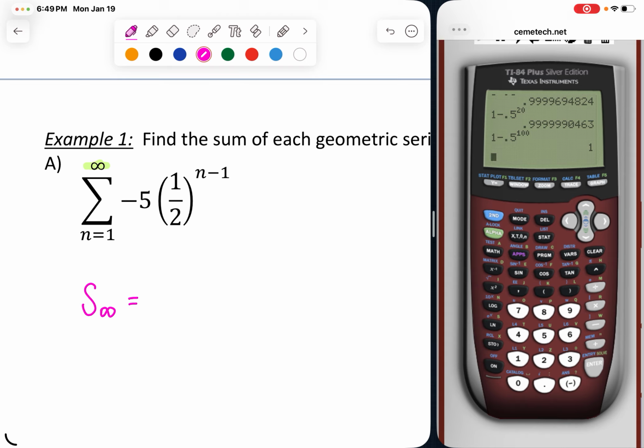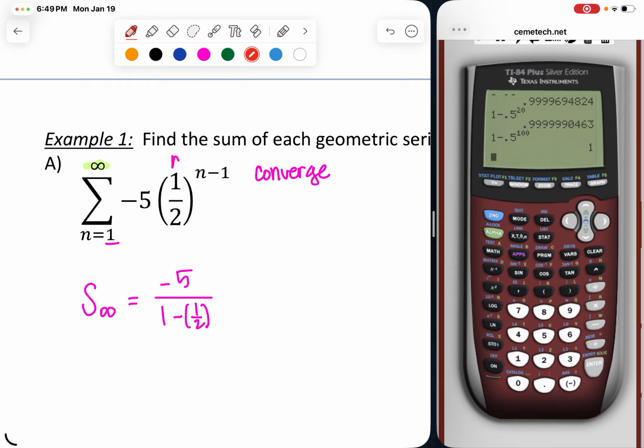So now what we're going to do is look at the r value. R is in between -1 and 1, so it does converge. So you are going to use that formula up there. The formula is a sub 1, the first term, which is -5, over 1 minus r, which is 1/2.